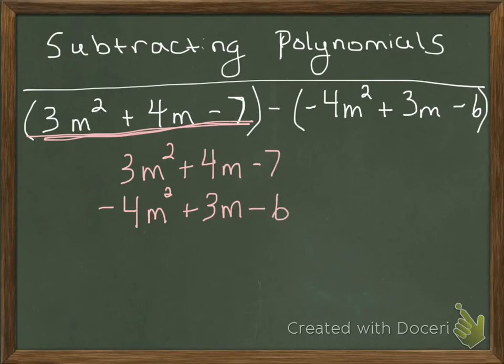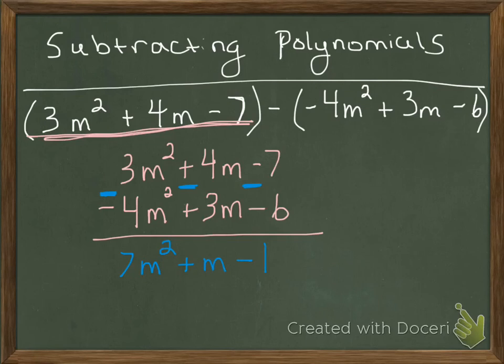Okay, but when you're subtracting, you've got two options. You can go through and, I'm going to change colors, you can put a subtraction sign at each term, just like this. And I can do 3 minus negative 4. Well, that's positive 7. So 7m squared. And then positive 4 minus positive 3 is 1. So plus, I don't have to write the 1. And then negative 7 minus negative 6, that's negative 1.